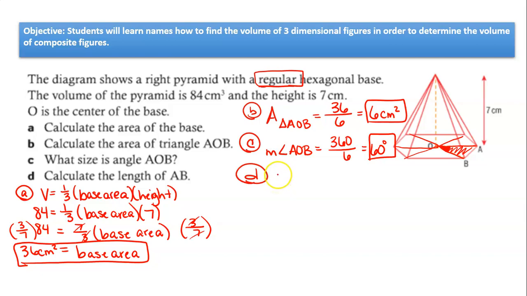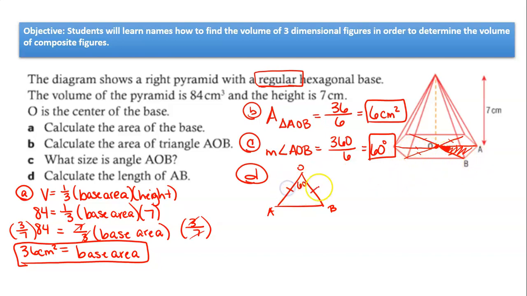For part D, it says calculate the length of AB. So if I draw triangle AOB, we just figured out that this angle is 60 degrees. We don't know what these side lengths are, but if I figure out these two other angles, because these triangles are congruent, all those distances from the center point O to these vertices are the same.